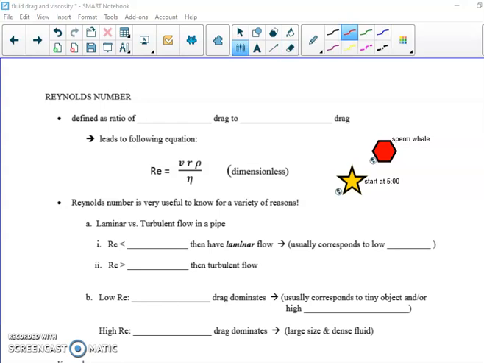Hi everybody, so we're going to finish up the last concept to deal with fluid drag, and that's centered around the idea or a concept called Reynolds number. So if you recall in class, we talked about there's two different types of drag. There is inertial drag and then there is viscous drag. And depending on the situation, one usually dominates over the other. There is a gray area where they both contribute.